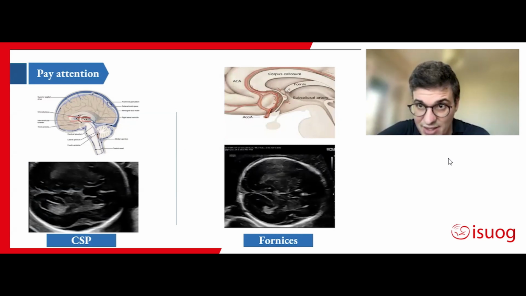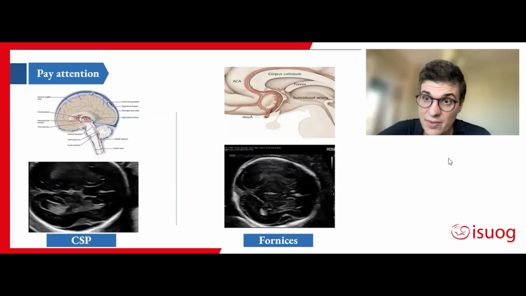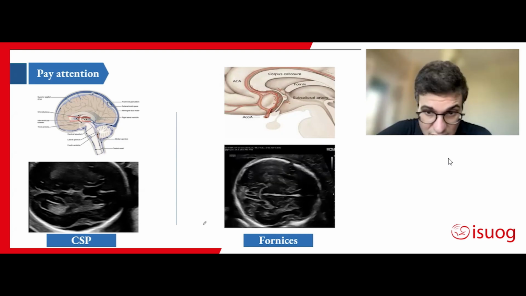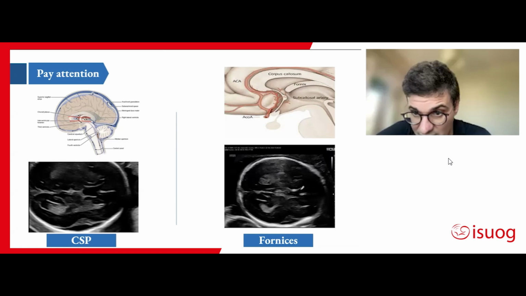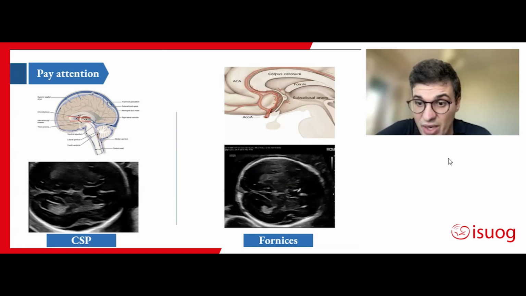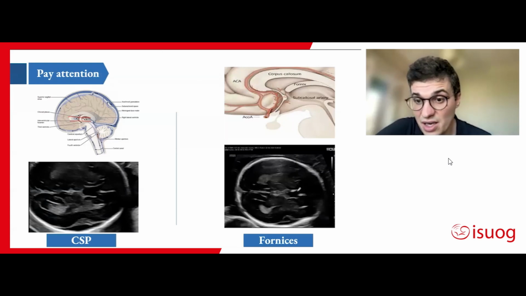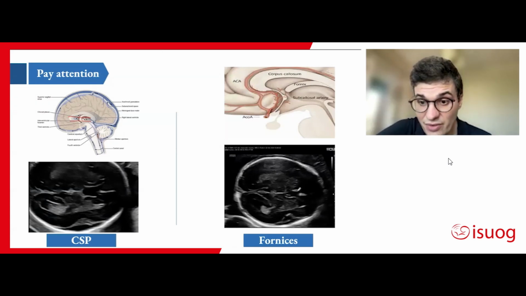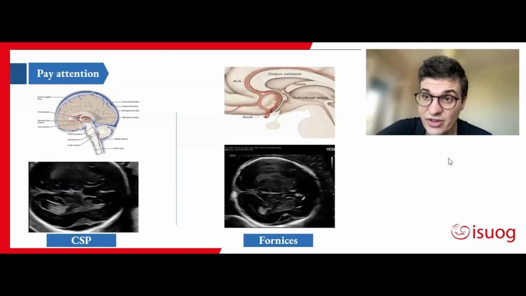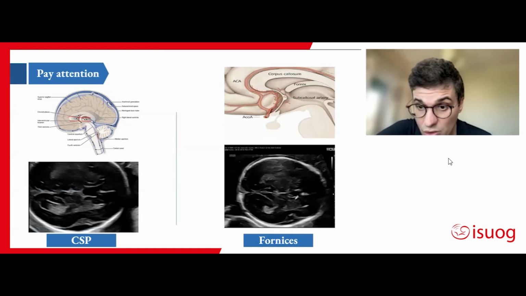If we go slightly down towards the basal part of the brain, what we can identify is not the cavum septi pellucidi itself, but this structure which is composed of 3 different hyperechogenic lines. And we have to be very careful not to misdiagnose this as a cavum septi pellucidi, because it is not the cavum septi pellucidi, but this is actually a different structure which are called the columns or the fornices.